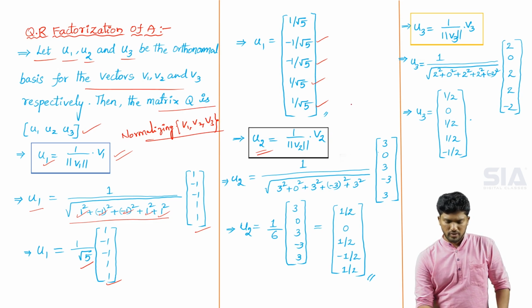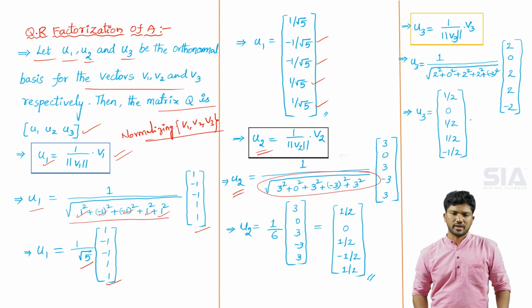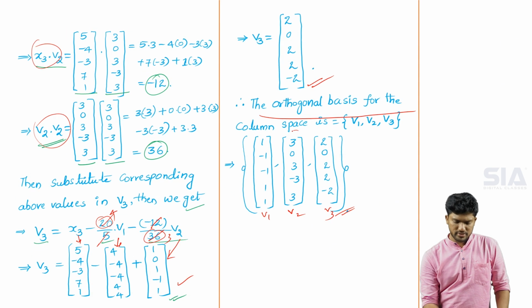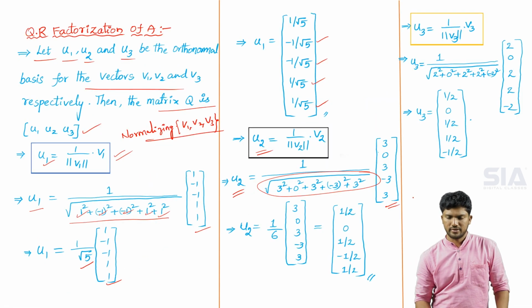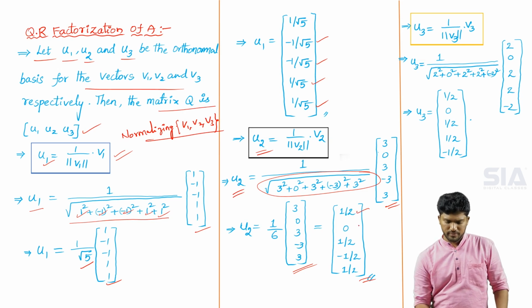So therefore, u suffix 2 is equal to 1 by the length of the vector v2. We already have the vector v2 values from this condition. These are the values for the vector v2, and we write them in the formula, norm of v2. If you simplify, 1 by 6 into (3, 0, 3, minus 3), then dividing by 1 by 6, you will get 1 by 2, 0, 1 by 2, minus 1 by 2, 1 by 2.